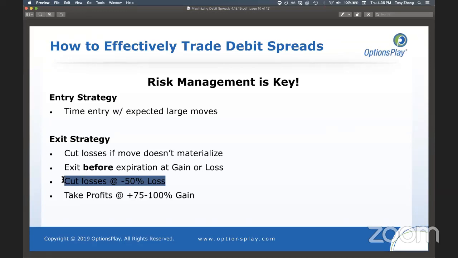So in the example in stock XYZ, if I paid $3 for that vertical spread, if it goes down to $1.50, it's time to cut your losses. On the flip side, if you are correct on the trade and you're seeing gains of anywhere from 75 to 100%, that's when it is time to start taking at least partial profits.